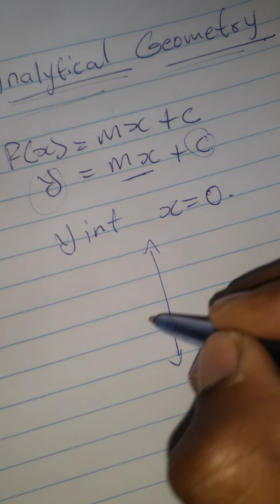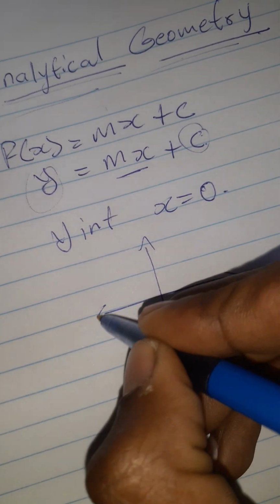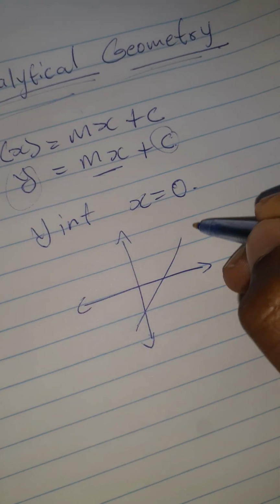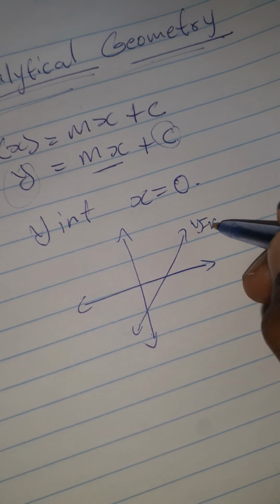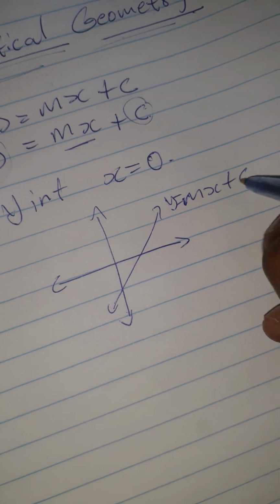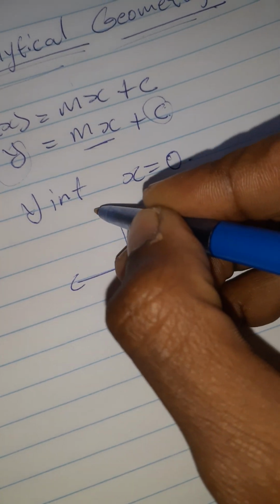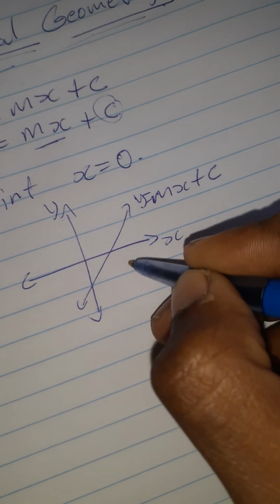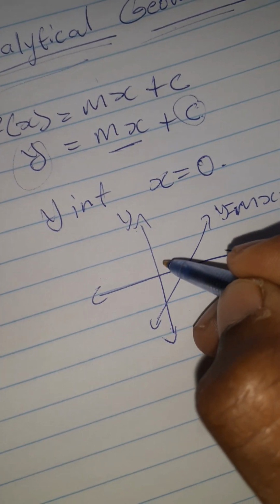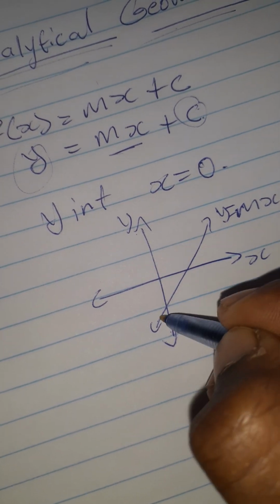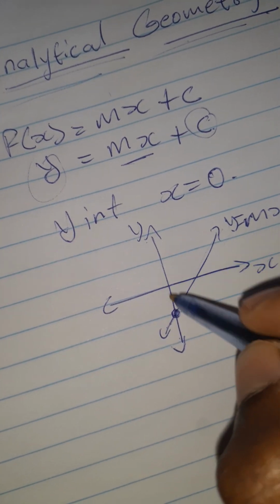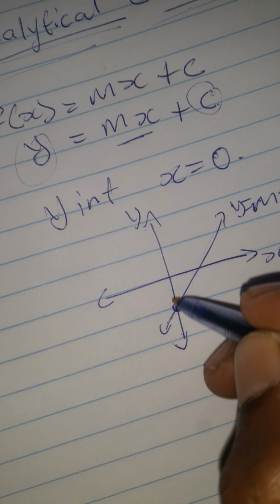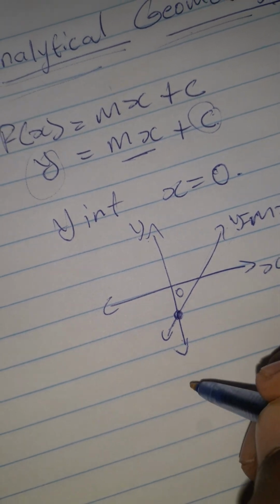Say now you have your Cartesian plane here, with a straight line function like this. And this is y = x + c. Here you have your x and here you have your y-axis. This simply means where your graph touches your y-axis, that is what we call the y-intercept. So your x value here is 0.